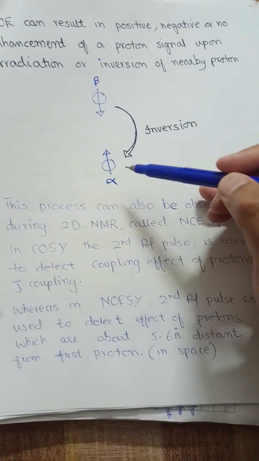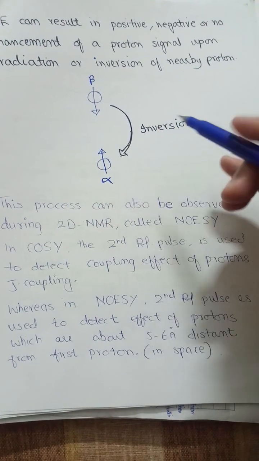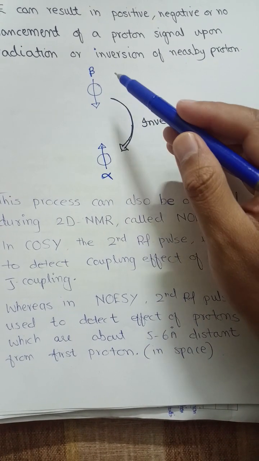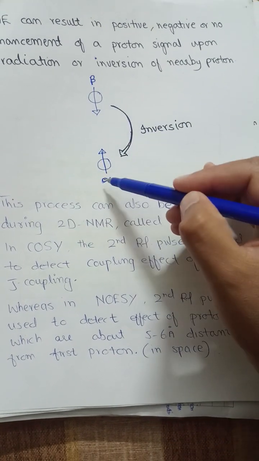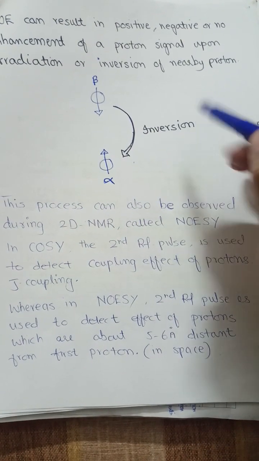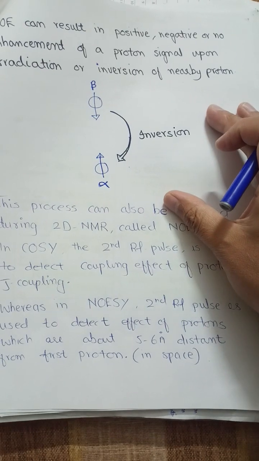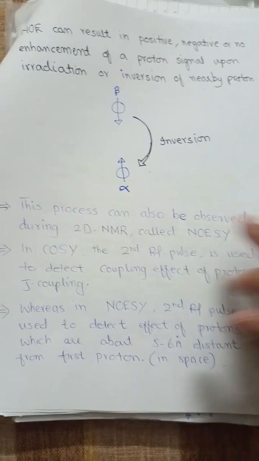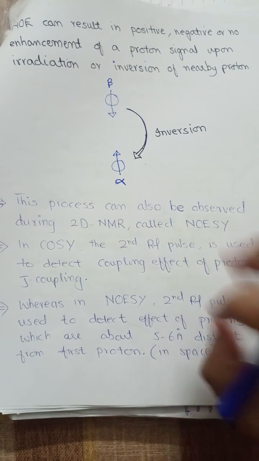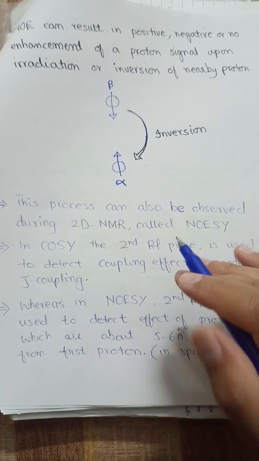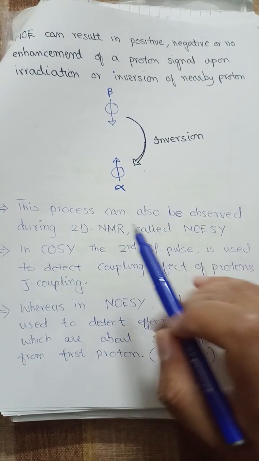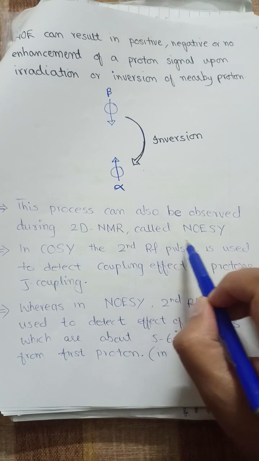During NOESY, the signal of the first proton is affected by another proton during inversion. This is inversion, where a proton goes from the beta spin state to the alpha spin state, and it affects another proton and excites it during spin relaxation. After spin relaxation we provide another RF pulse, and then we observe the effect on each other. This process can be observed in 2D NMR, and it is called NOESY.